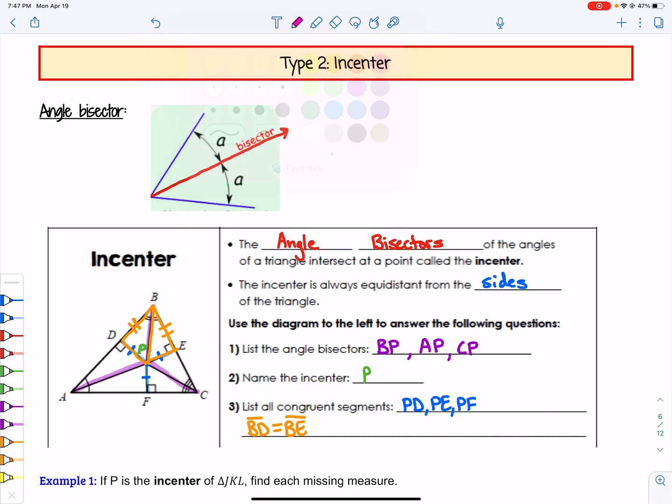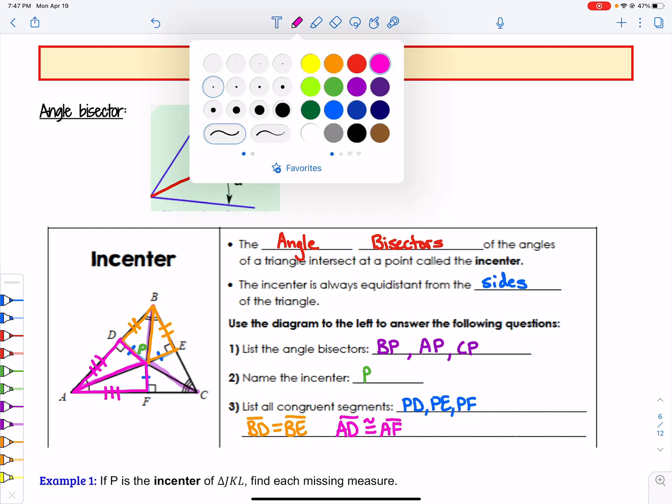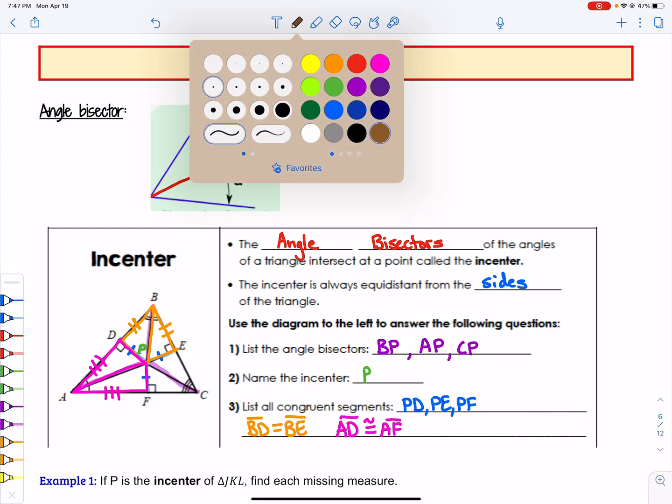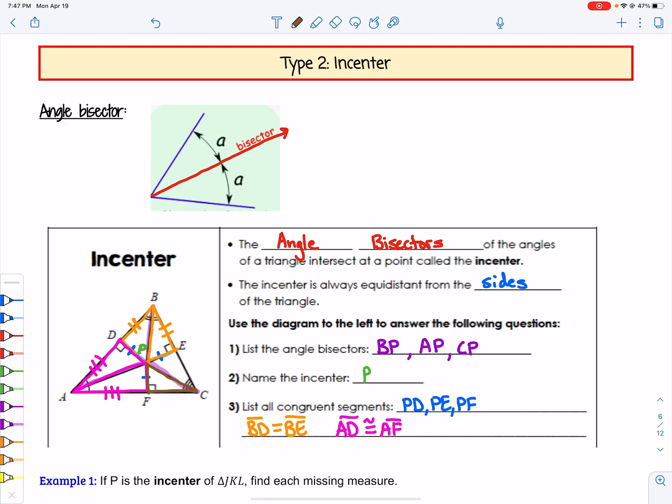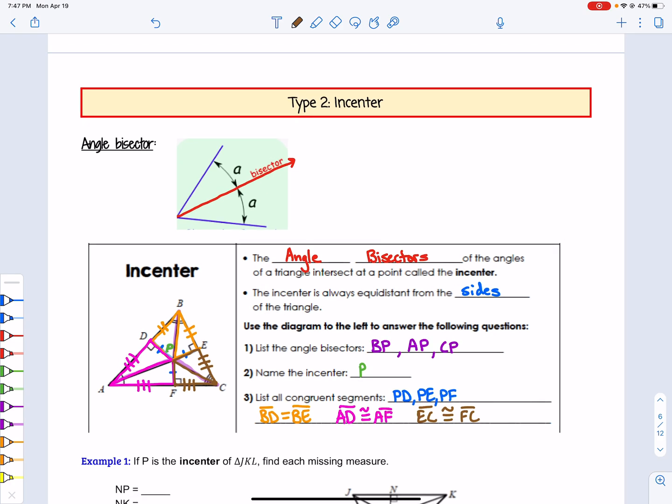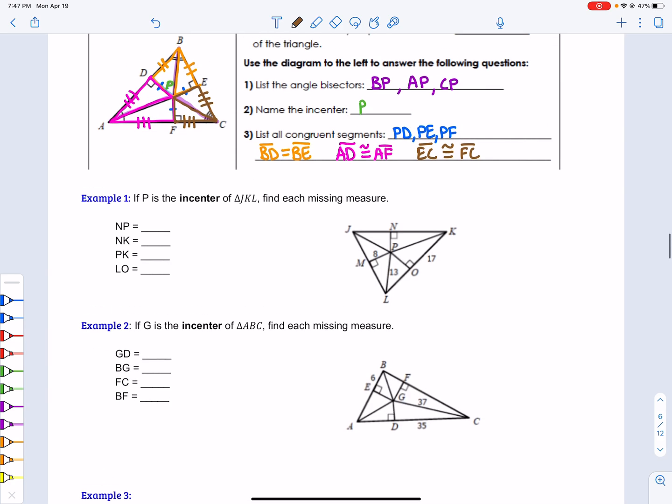And let's grab another color. This triangle over here in this corner is congruent to the one beside it. So we would say that AD is congruent to AF. And let's grab one more color. We can say that these triangles in this third corner of the larger triangle are congruent. And so we can say that EC is congruent to FC. So EC would also be congruent to FC. Okay, so let's use these rules to take a look at three examples dealing with incenter.